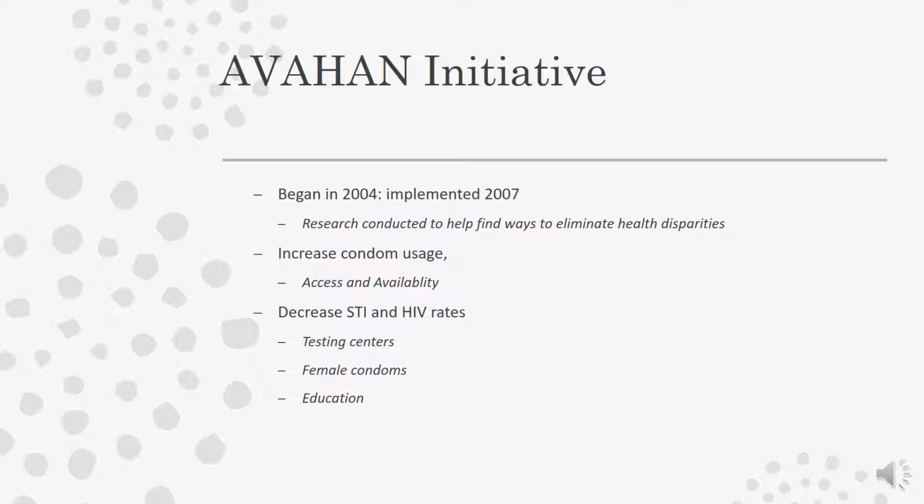They wanted to do this by increasing access and availability throughout all of India's participating regions. They also wanted to decrease STI and HIV rates. They wanted to do this by increasing testing centers, female condom usage through education, and the accessibility of condoms in the first place. They wanted to do this through various different platforms, which we will talk about next.